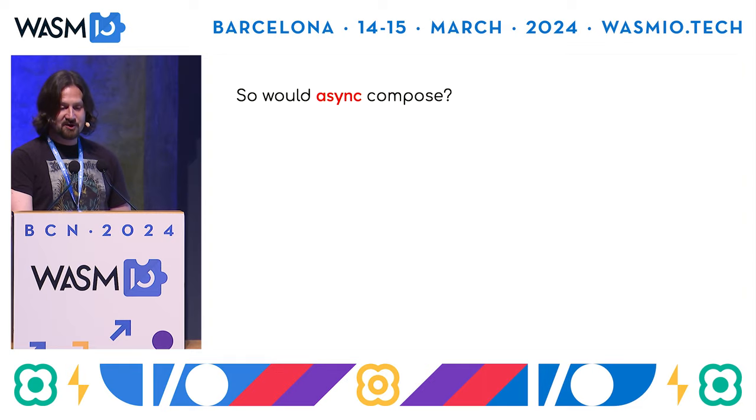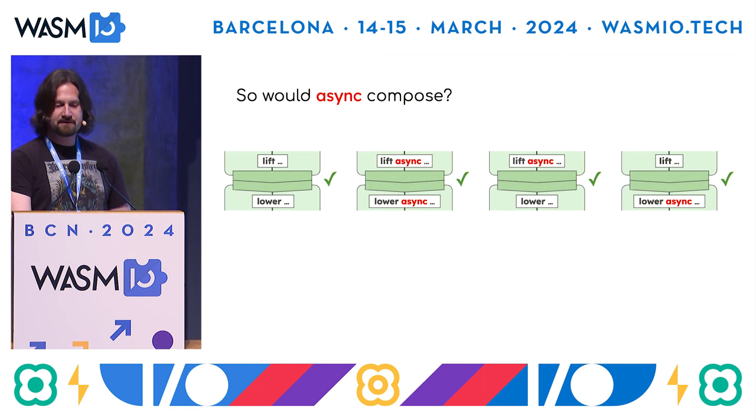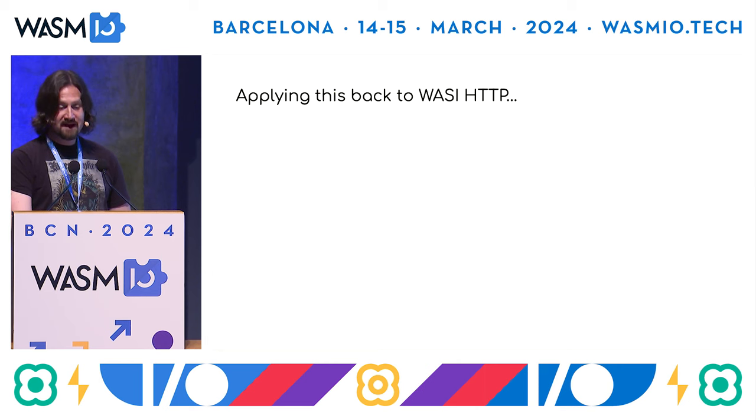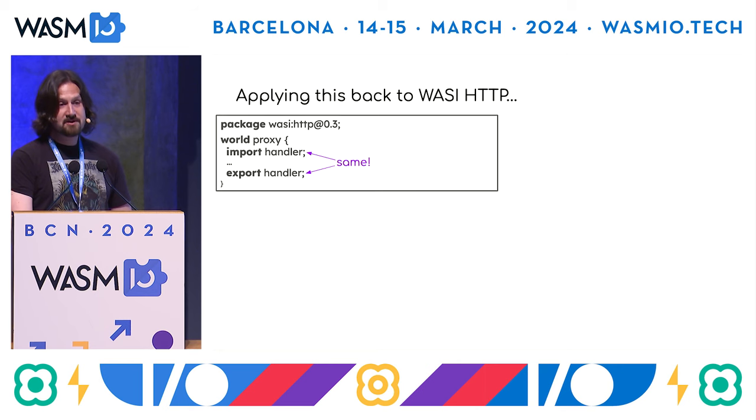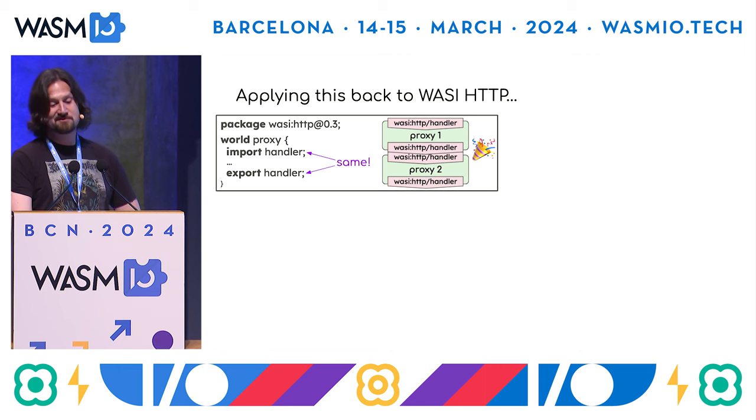So then, going back to our question of would async as a lifting and lowering option compose? Now, we enumerated the four cases, and they all seem to do a sensible thing. So it seems like, yes, they could. And then applying that back to the WASI HTTP question, in 0.3, our proxy world can import and export the same handler interface, which means we can compose proxy components again like we were in the simple HTTP. They can just snap together, so that's great.